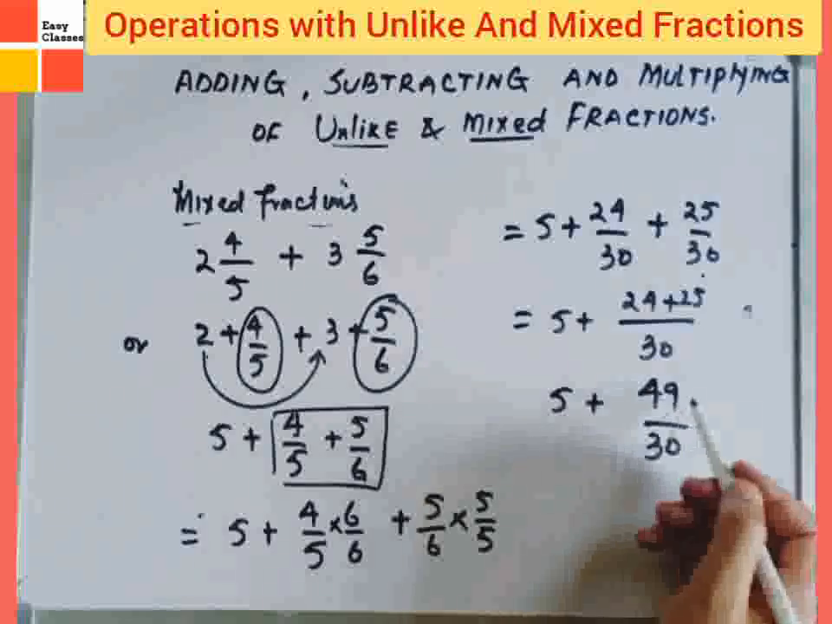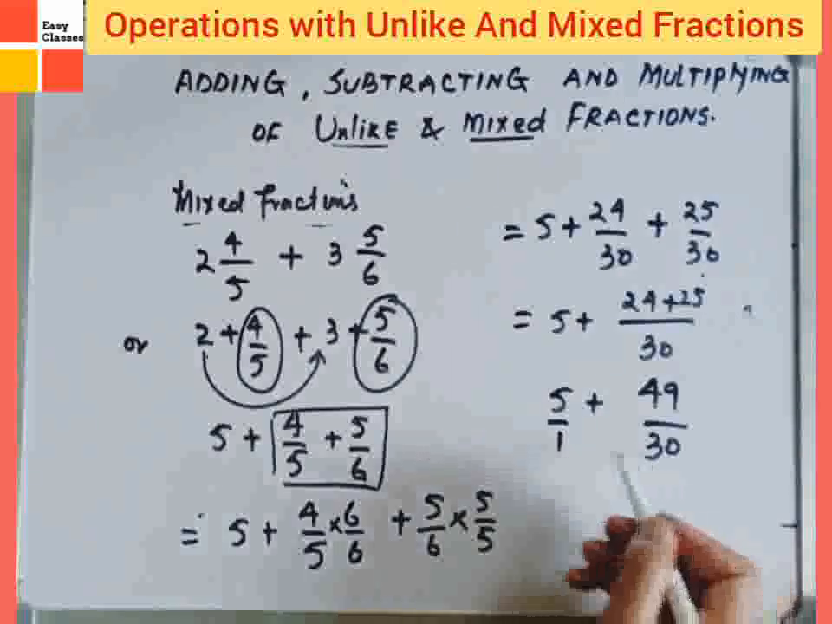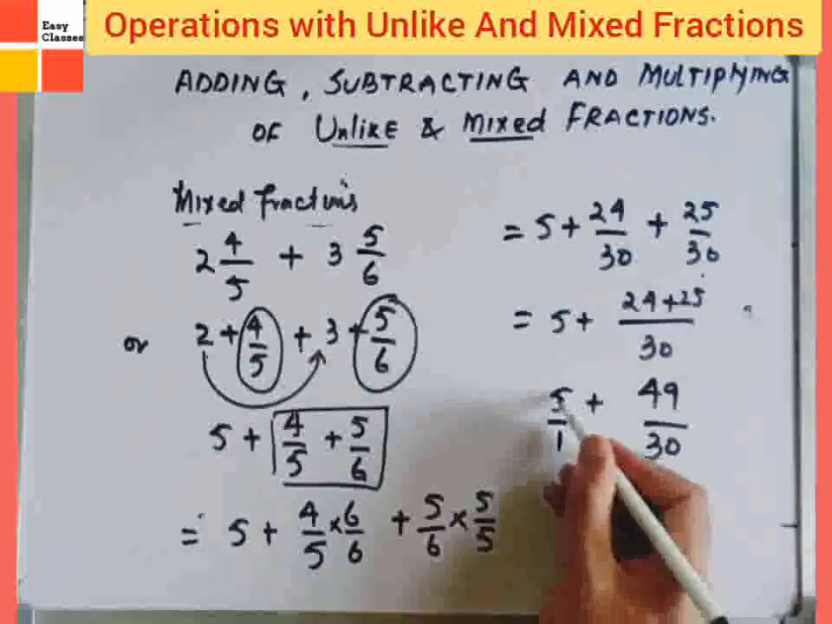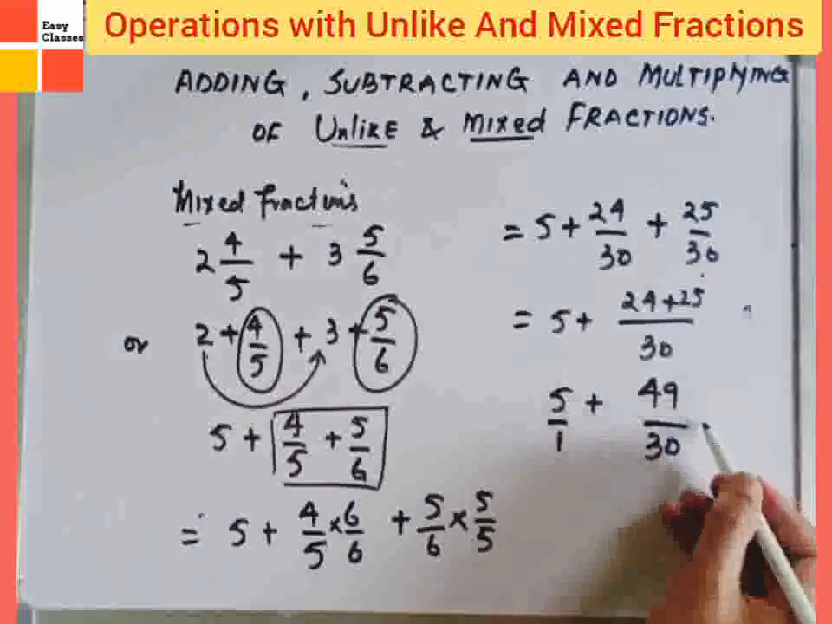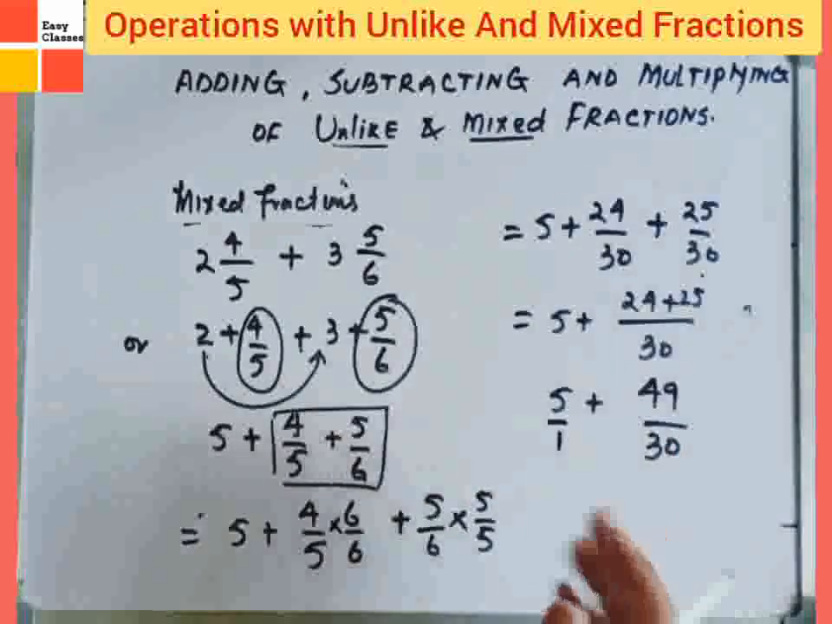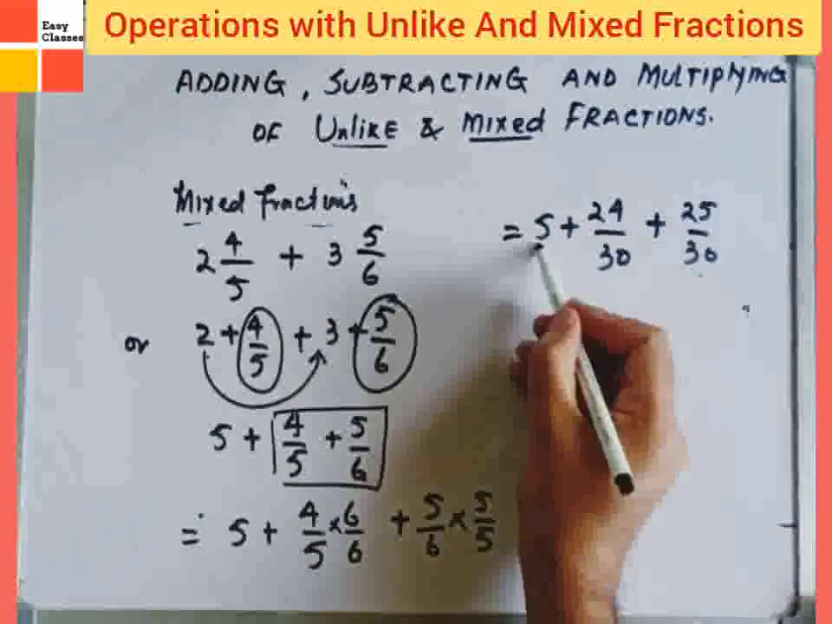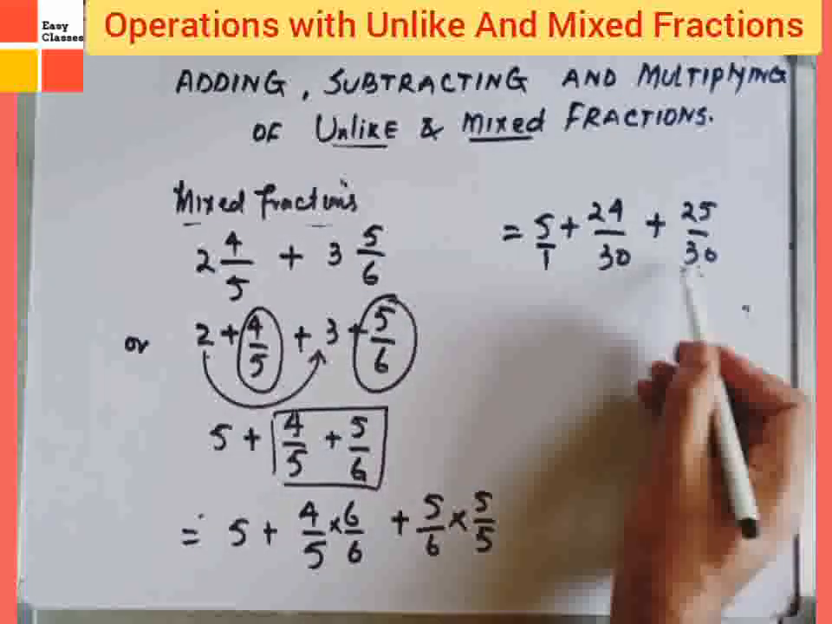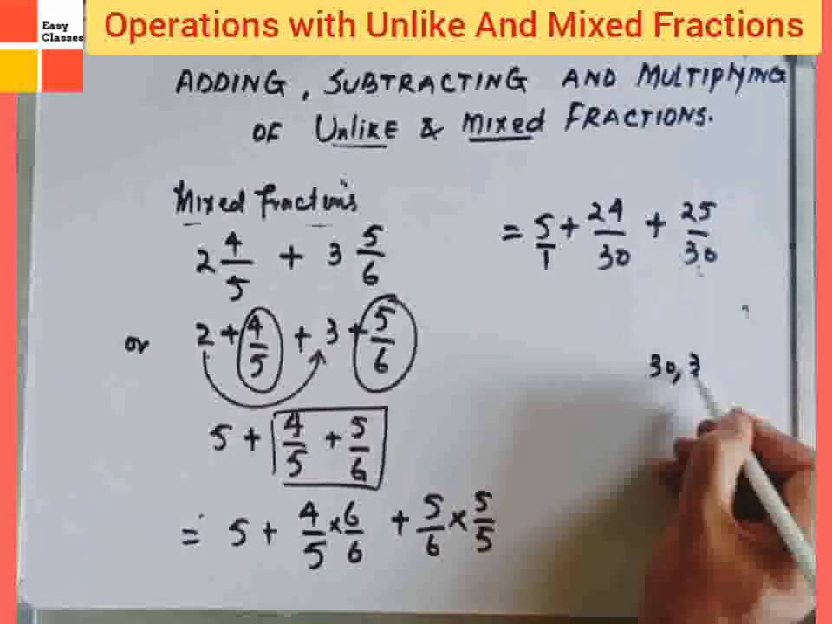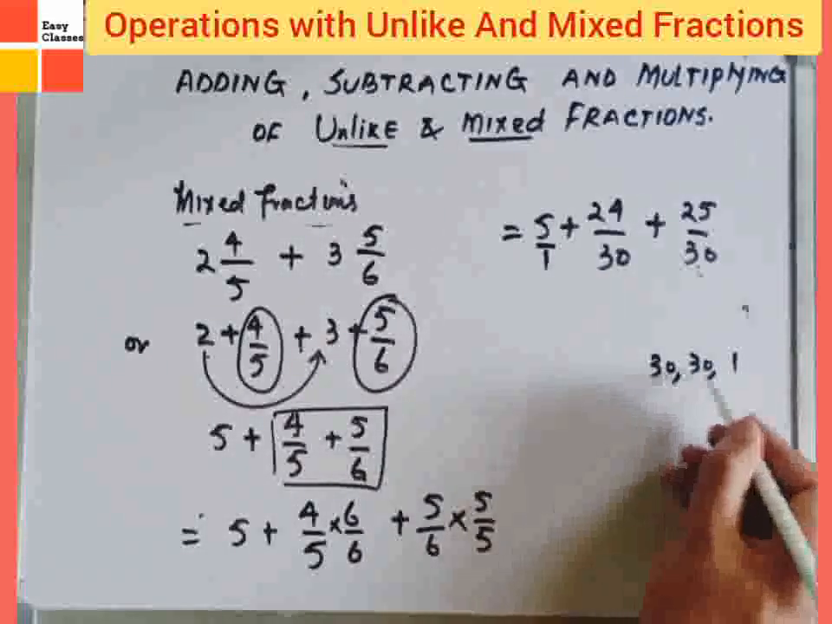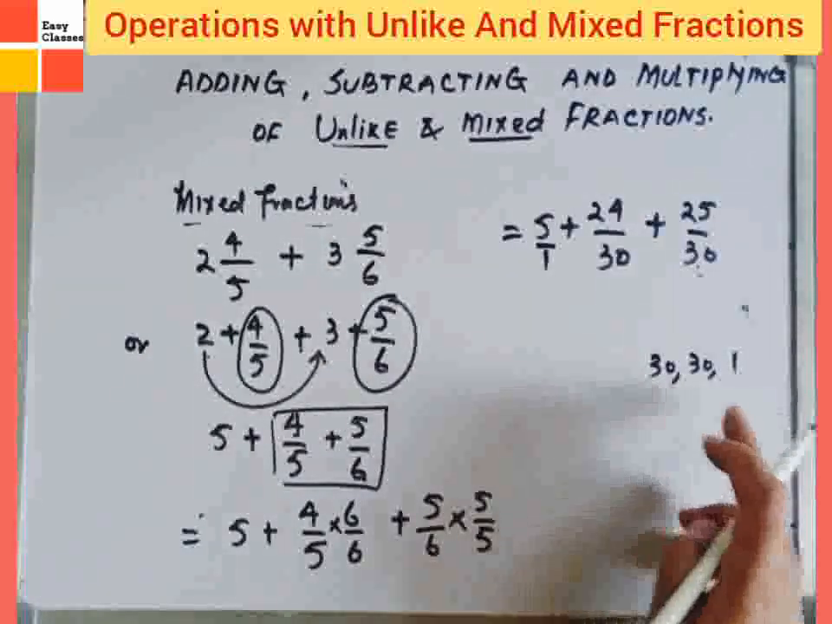Okay. Now you can see here this 5 is actually 5 by 1. Now you have to do the same procedure here. You can multiply this by 30 and multiply this by 1 to its numerator and denominator. Or you can do one thing here. Okay, I will rub this off. So this 5 is actually 5 by 1. Take the LCM of these three denominators. So you can clearly see the LCM of these denominators is 30.